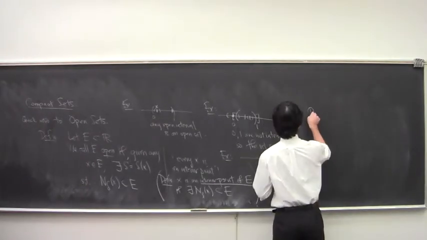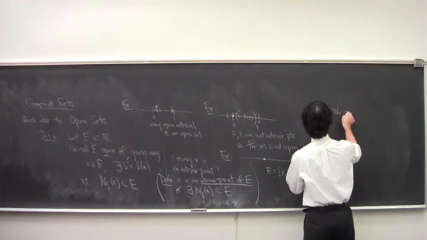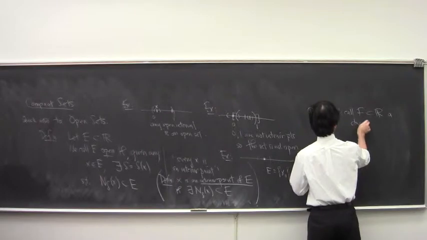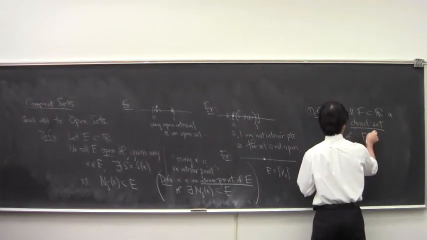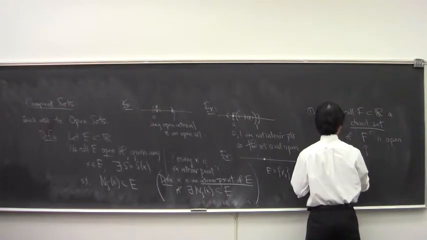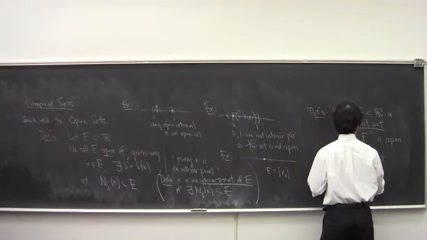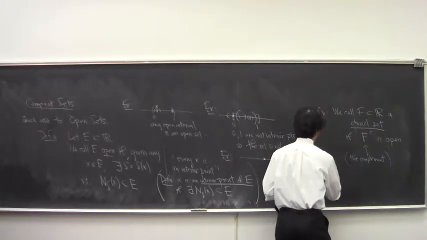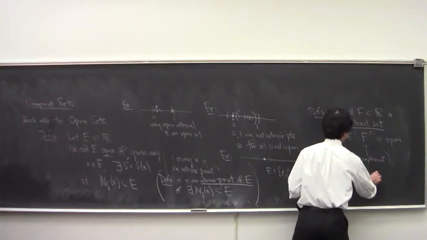Okay, another definition. We call F a closed set if the complement is open. So this is the notation for a complement. Complement meaning everything outside of that set. So F^C means everything in R that is not in F.